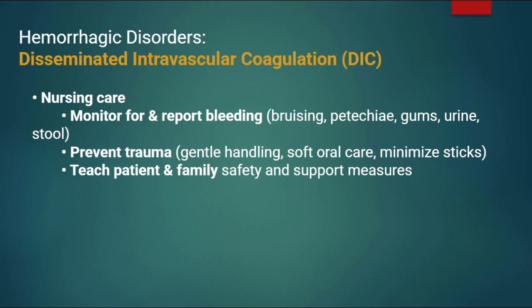Finally, patient and family teaching is critical. Families need to understand why the patient is at risk for both bleeding and clotting. Reinforce safety measures, explain why visitors may need to be limited, and provide emotional support as this condition is often frightening and life-threatening. Remember, the nurse's role in DIC is not to cure the disorder, but to provide close monitoring, immediate reporting, and supportive care to prevent complications.